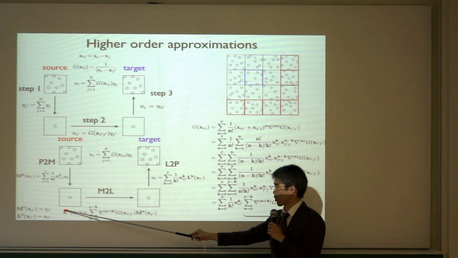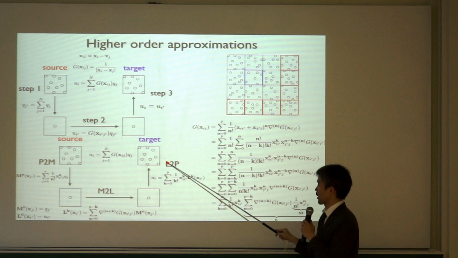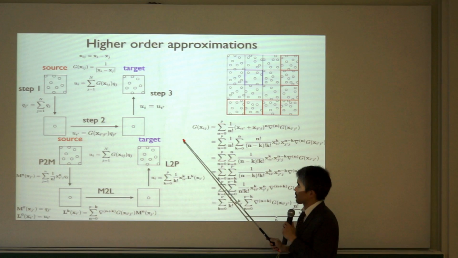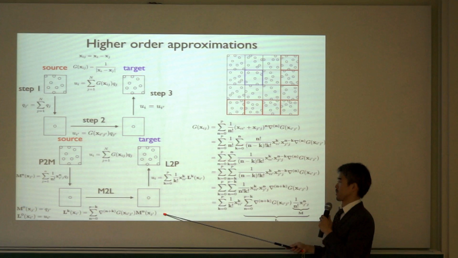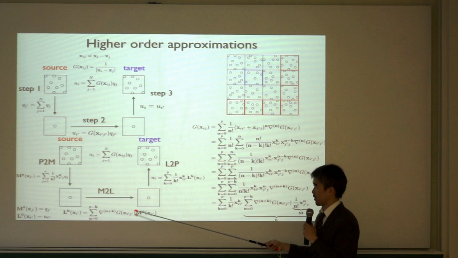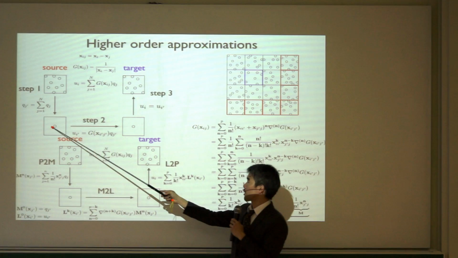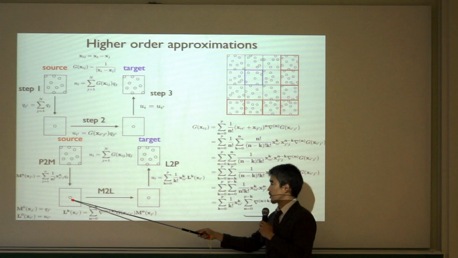You're turning M into L, and then you're turning L into particle information, so L to P. So you're actually doing a very simple Taylor expansion, and that is at the heart of the math in fast multipole methods. It was just Taylor expansion. And you were already doing the first term with this simple equation. Now you can do any order expansion by doing this.